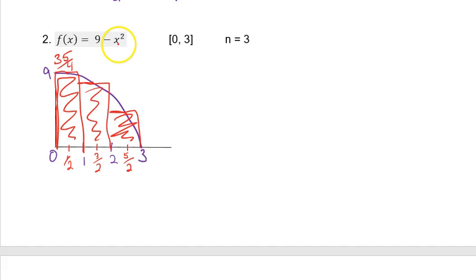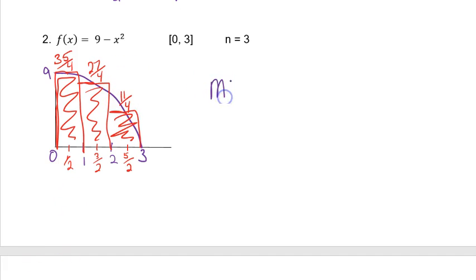If you plug in 3/2, 3/2 squared is 9/4. So you have 36/4 minus 9/4, so that's 27/4. And then 5/2 squared would be 25/4, so 36/4 minus 25/4, you're going to get 11/4.